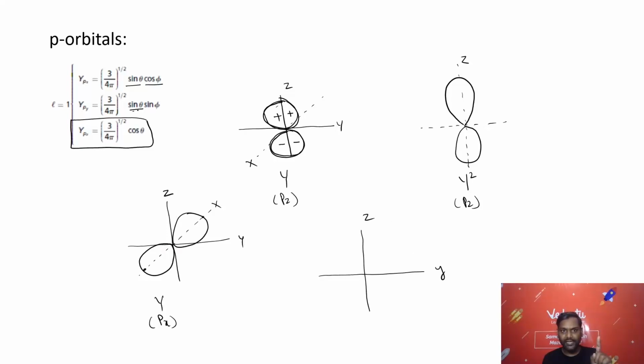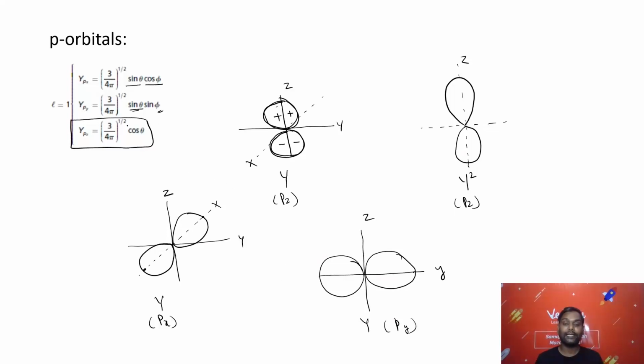it also contains a sin theta term. So the maximum probability will be on the xy plane, and there also, because there's a sin phi term, phi should be 90, so along the y-axis. Like this is the shape for py.